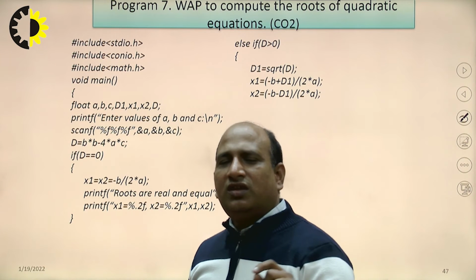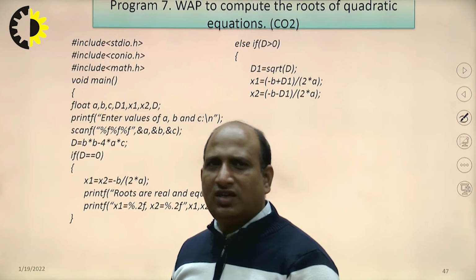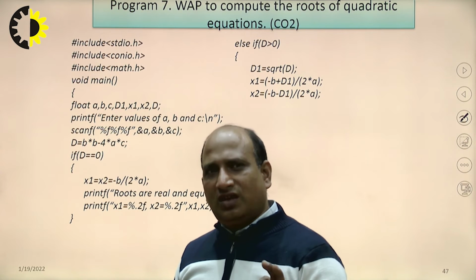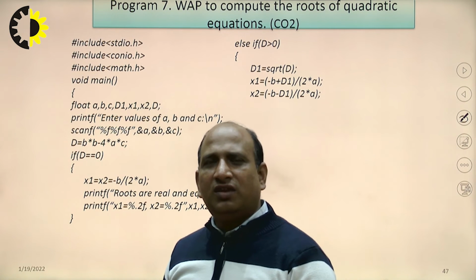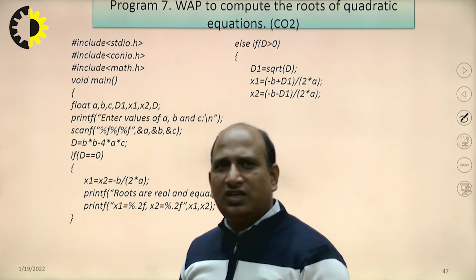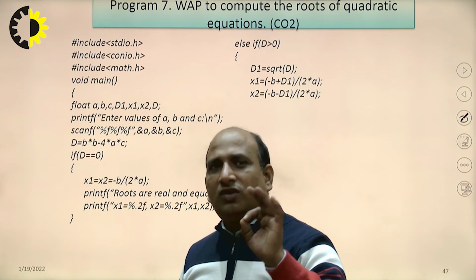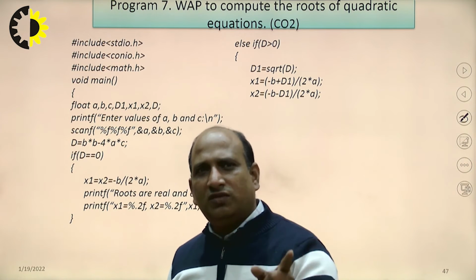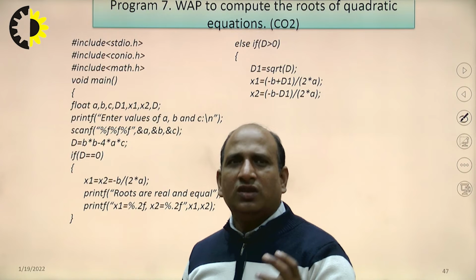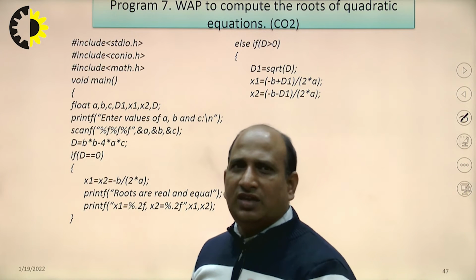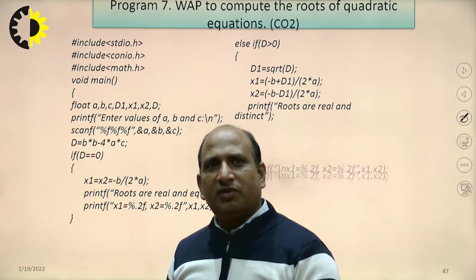and for the square root there is a sqrt function. I have passed this d to the sqrt function, which will evaluate the square root of the variable d, and I have assigned it to the d1 variable. That means the square root of b square minus 4ac has been put into d1, and that has been written here: minus b plus d1 upon 2a is the first root, and the second root is minus b minus d1 upon 2a. This way two different roots are evaluated and printed.